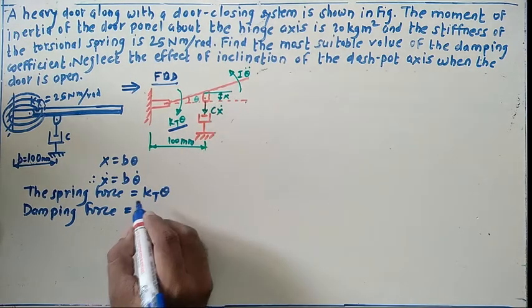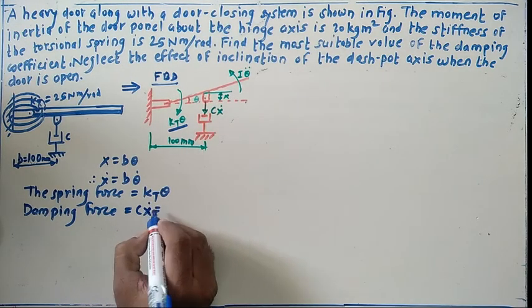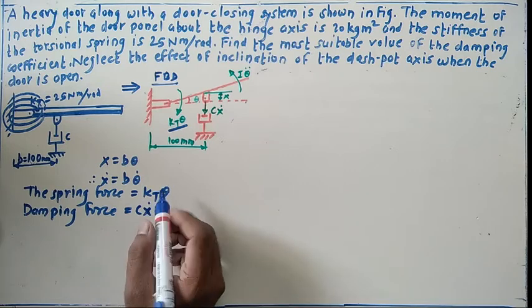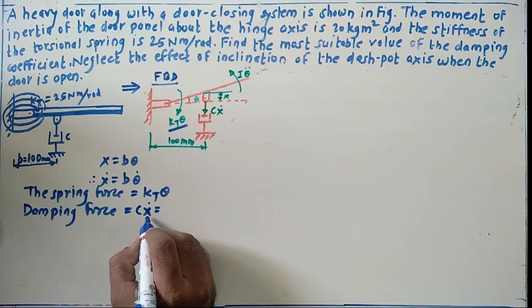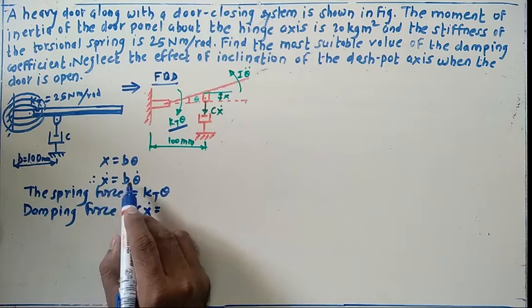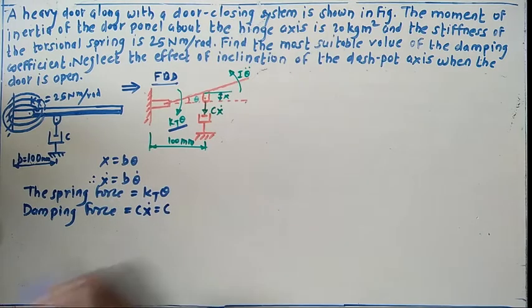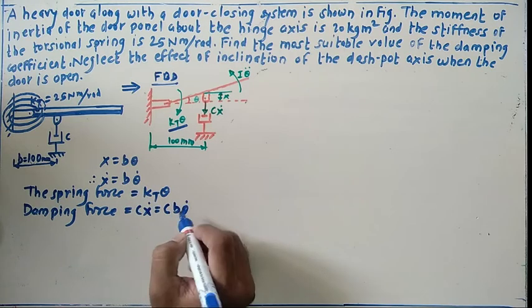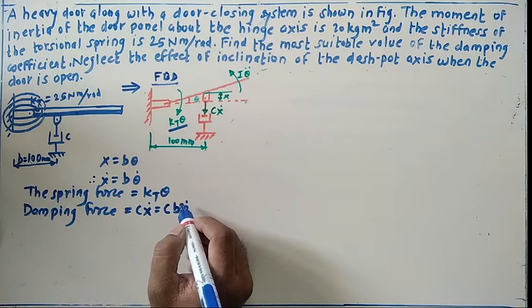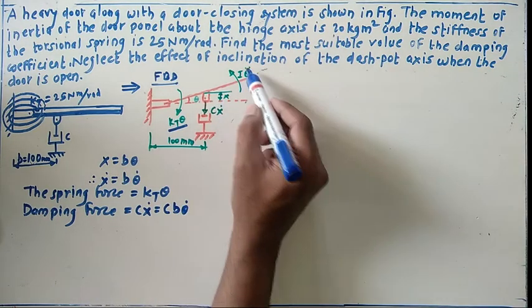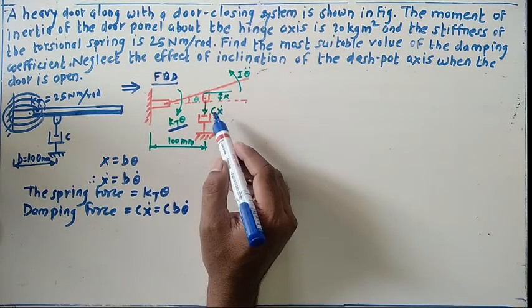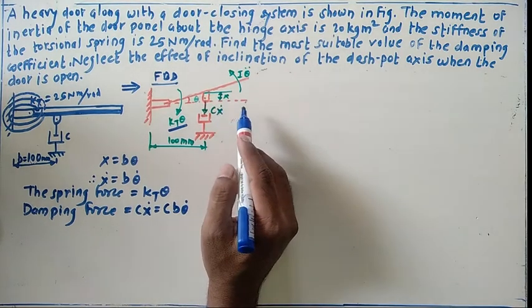So c into x dot equals, what about this c into x dot? Here we already have the relation for x dot. So simply write c, or replace this x dot by this term b into theta dot like this one. Now easily you can develop the differential equation for this system by using Newton's law of motion.